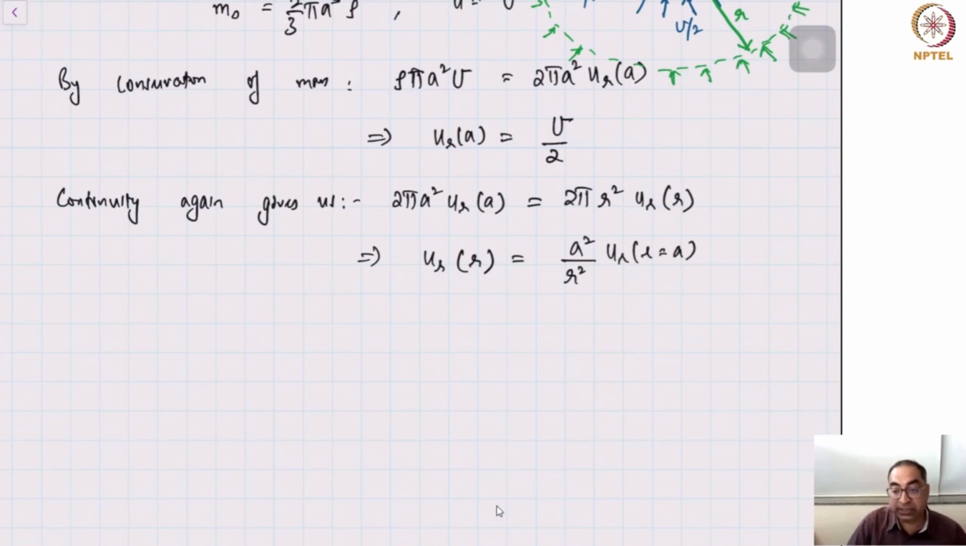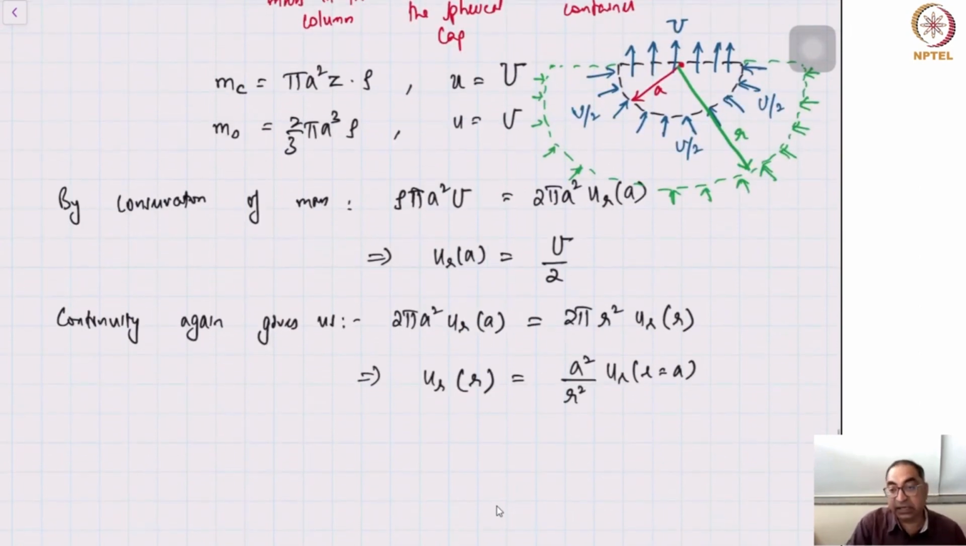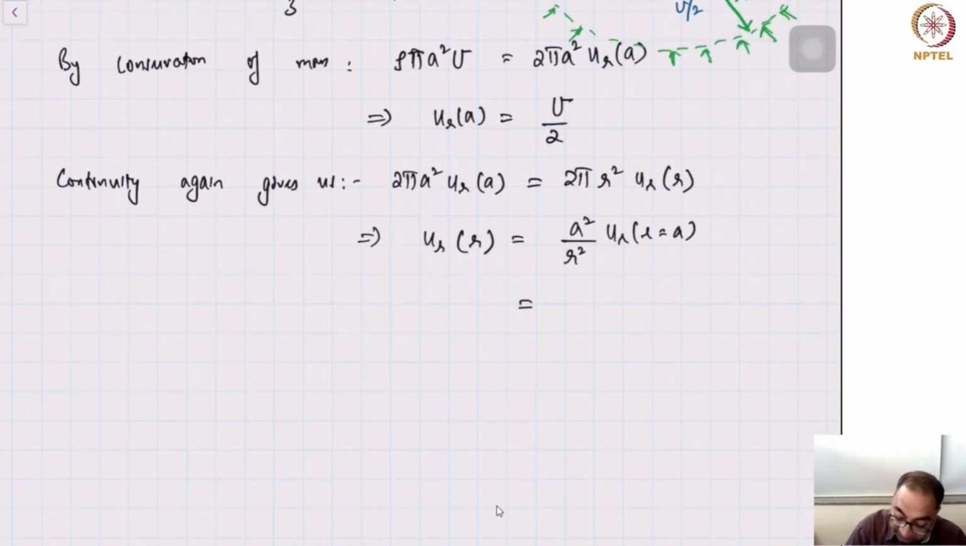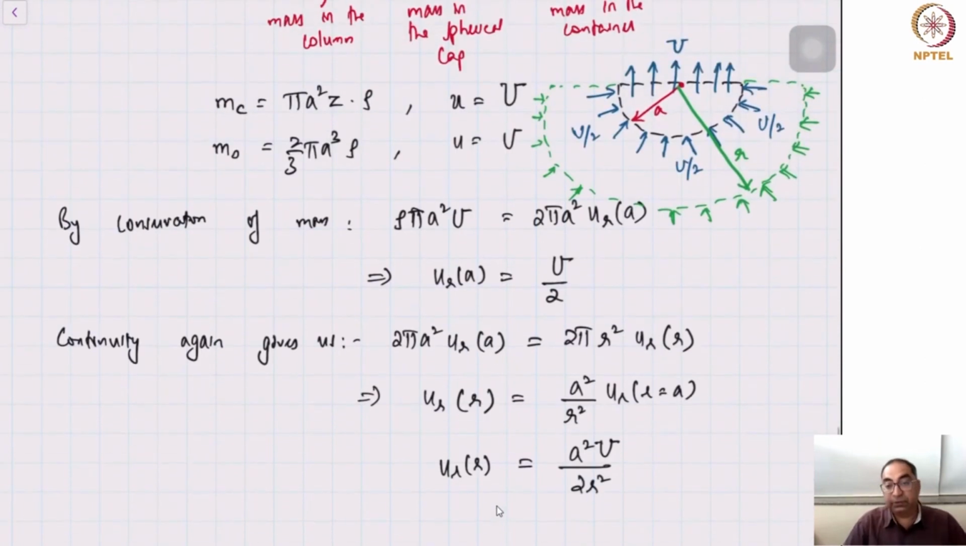But we've already determined the velocity at r equals a. That is the spherical cap shown in the blue arrows. If I substitute that, I have UR at any r will be a square capital U by 2r square. In other words, if fluid is entering the capillary tube with a velocity of capital U, then the fluid at some distance r in the body of fluid below the capillary tube, to a good approximation, would basically decay like 1 by r square.